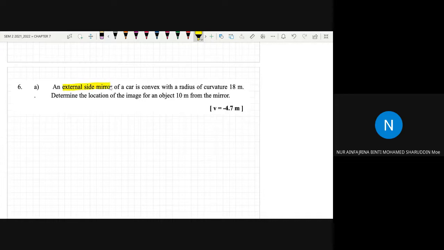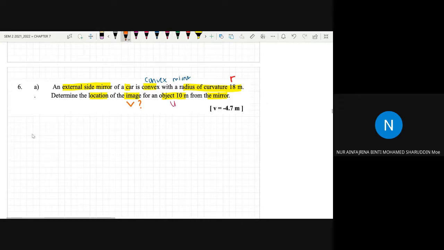Okay, an external side mirror, a side mirror of a car, is a convex mirror. Yes, correct. Side mirror is a convex mirror. So, radius of curvature is 18 meter. So, this is R. And it asks us to determine the location of the image. So, when it says position, location, it means it wants us to find the distance. The distance of the image is V. We want to find V. For an object 10 meter from the mirror. So, the object is 10 meter from the mirror.